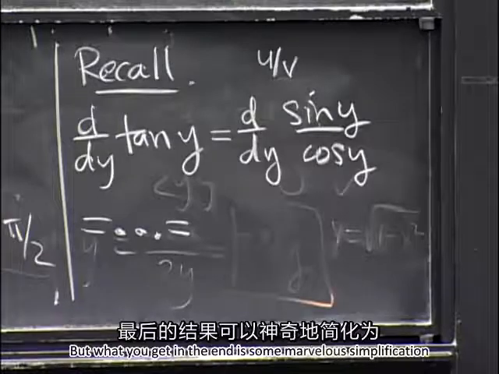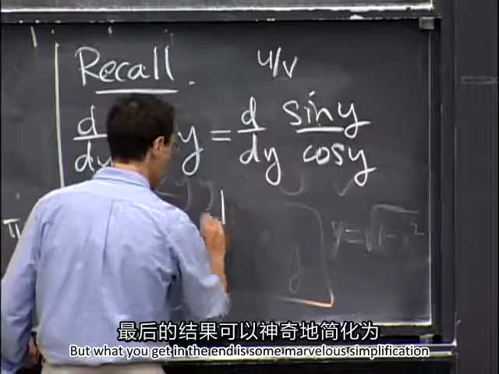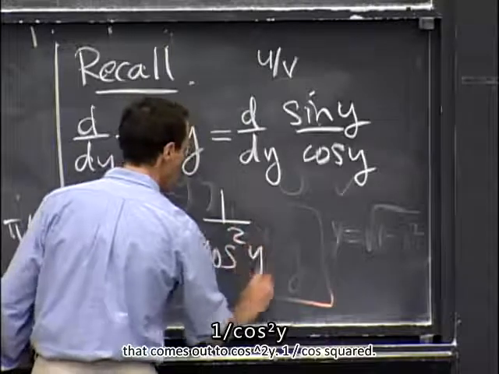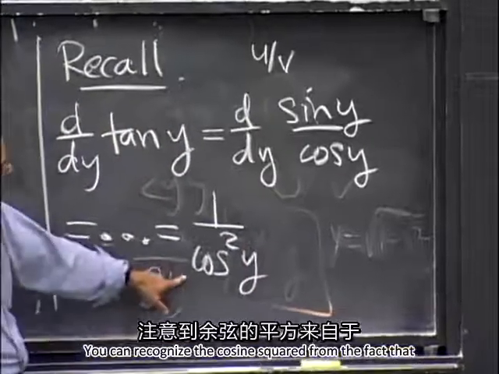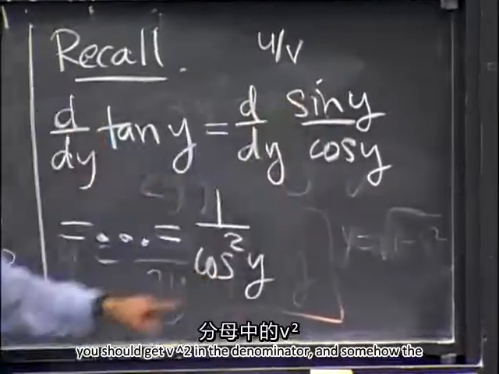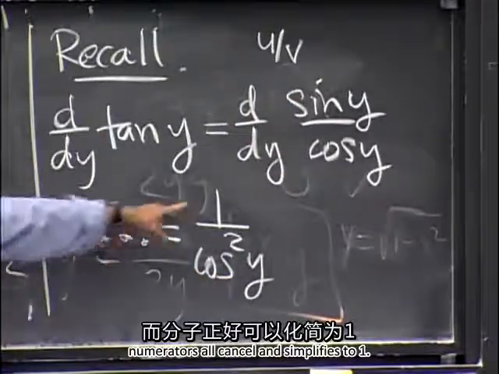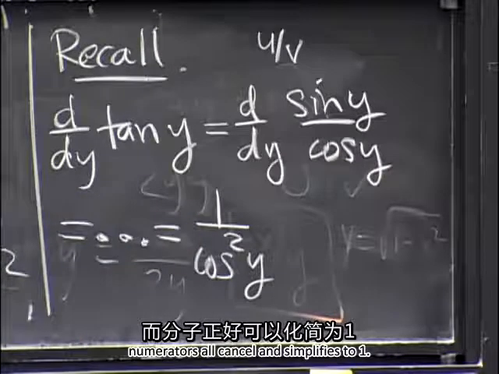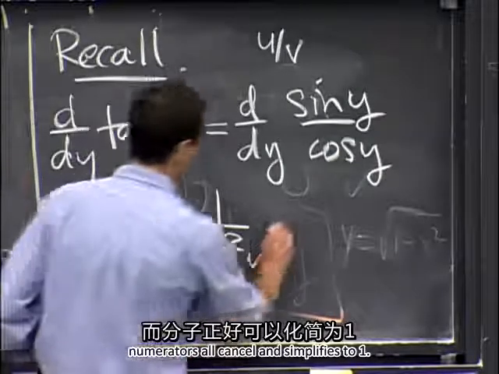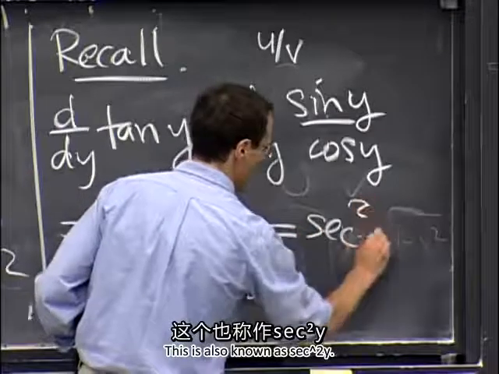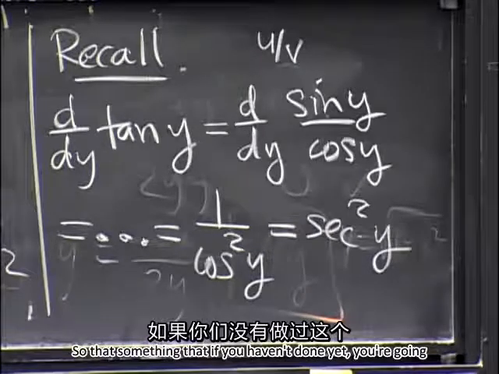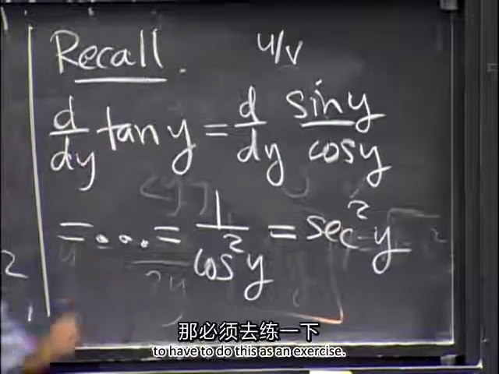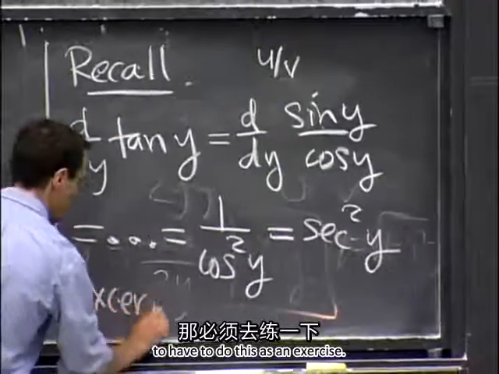Okay? But what you get in the end is some marvelous simplification. It comes out to be 1 over cosine squared y. You can recognize the cosine squared from the fact that you should get v squared in the denominator. And somehow the numerator all cancels and simplifies to 1. Okay? And this is also known as secant squared y. All right? So that's something that, if you haven't done it yet, you're going to have to do as an exercise.